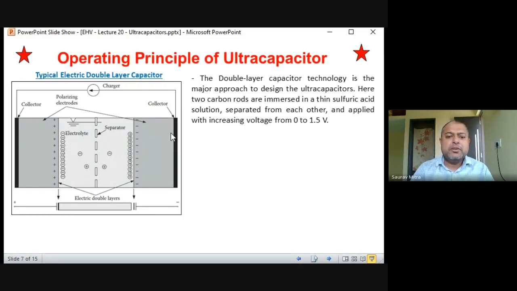So the double layer capacitor technology is a major approach to design the ultracapacitor. Here, two carbon rods are immersed in a thin sulfuric acid solution, separated from each other, and applied with an increasing voltage from 0 to 1.5 volts. So voltages are applied, and you can find here a charge recombination taking place at the top. These two layers are separated by this electrolyte, and we are applying a voltage of 0 to 1.5 volt.